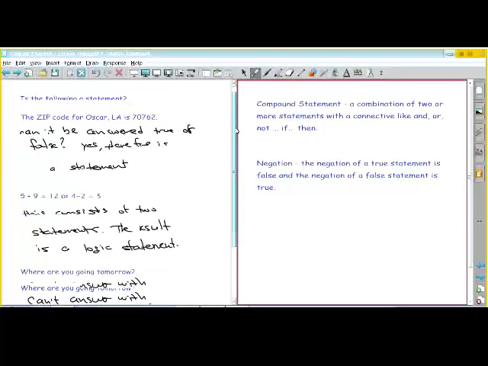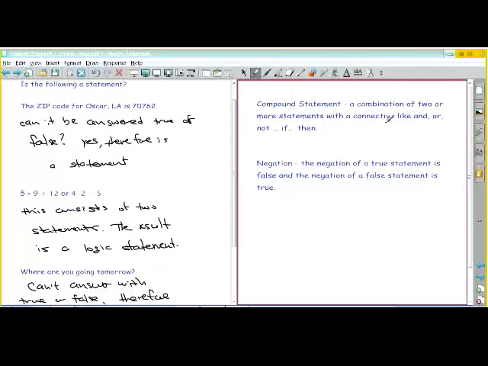Okay. Now, if you take two statements and you combine them with a connective term, such as and, or, not, or also if, then, we've used the if, then thing just a minute ago, using any of these four, this is considered four. If you use any one of those connective words between two statements, then it's called a compound statement. So this would be a compound statement because it has the or.